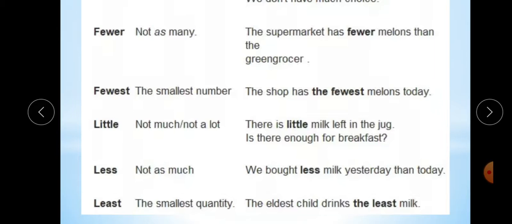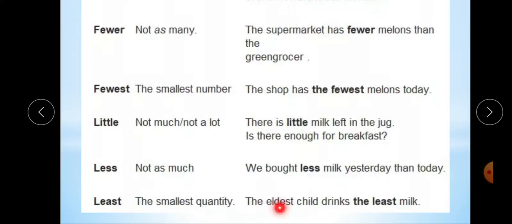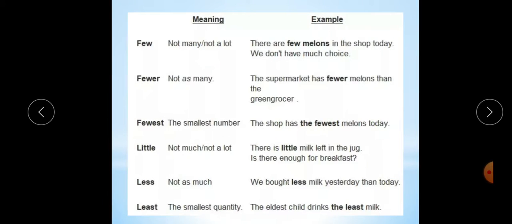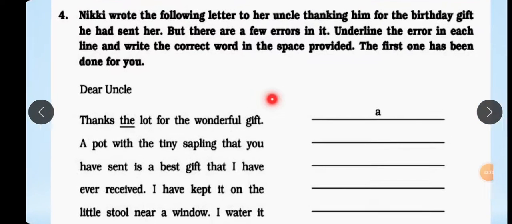Next is less. Less means not as much. We bought less milk yesterday than today. And last one is least, the smallest quantity. The eldest child drinks the least milk. So students, these are the examples as well as meaning of some of the quantifiers. Yes students, now let's move on to the next exercise.